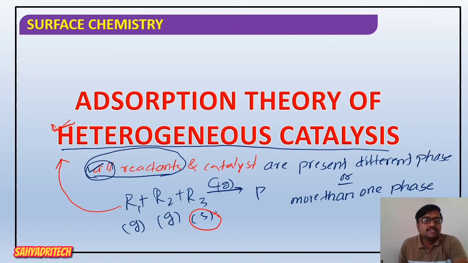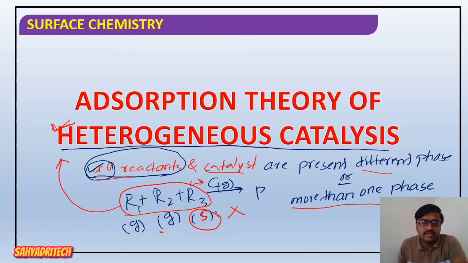To say homogeneous, all reactants and catalyst must be in the same phase. But here two reactants and the catalyst are in the gaseous phase, while one of the reactants is in the solid phase. So it is not homogeneous. It is an example of heterogeneous catalysis. So definitions are very important. If all reactants and catalyst are present in different phases, or more than one phase, then such catalysis is called heterogeneous catalysis.